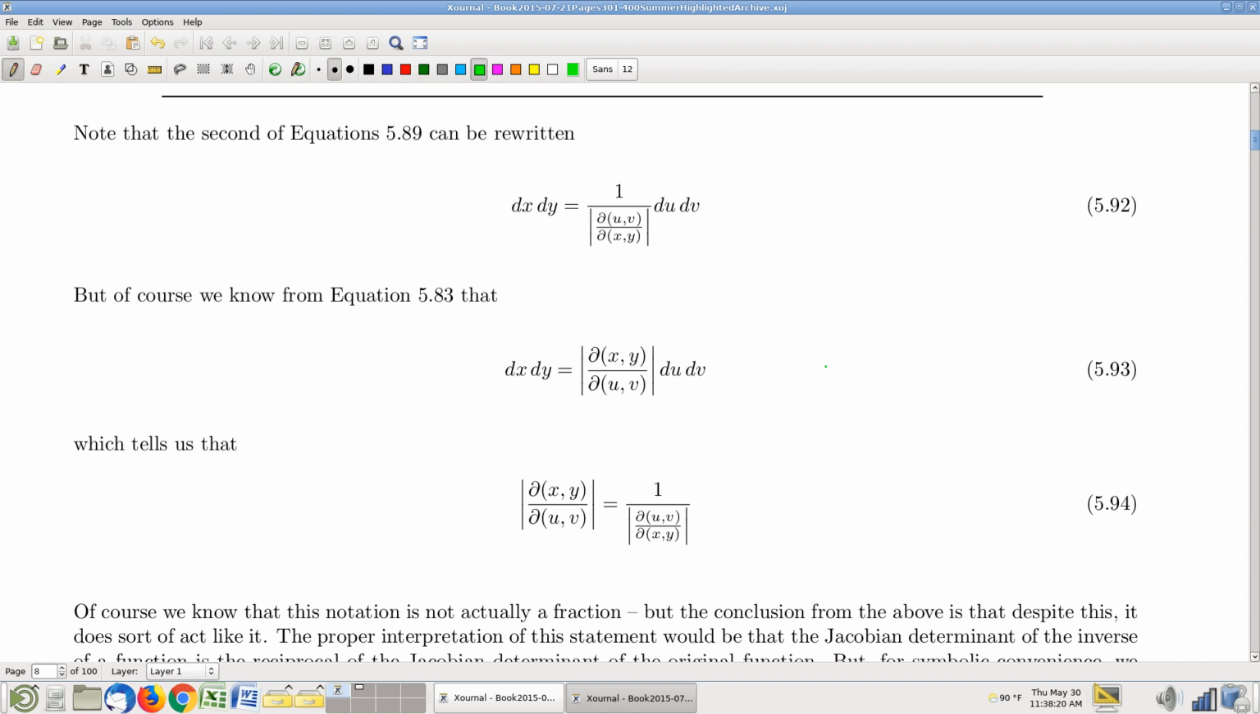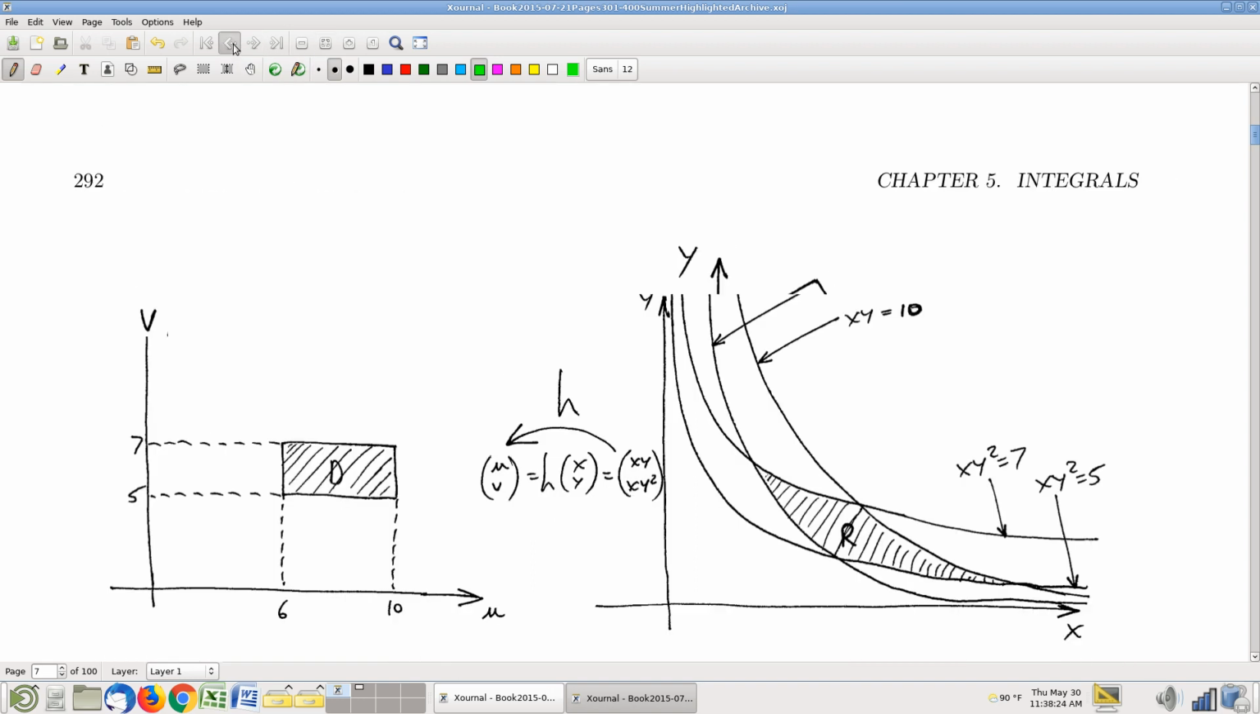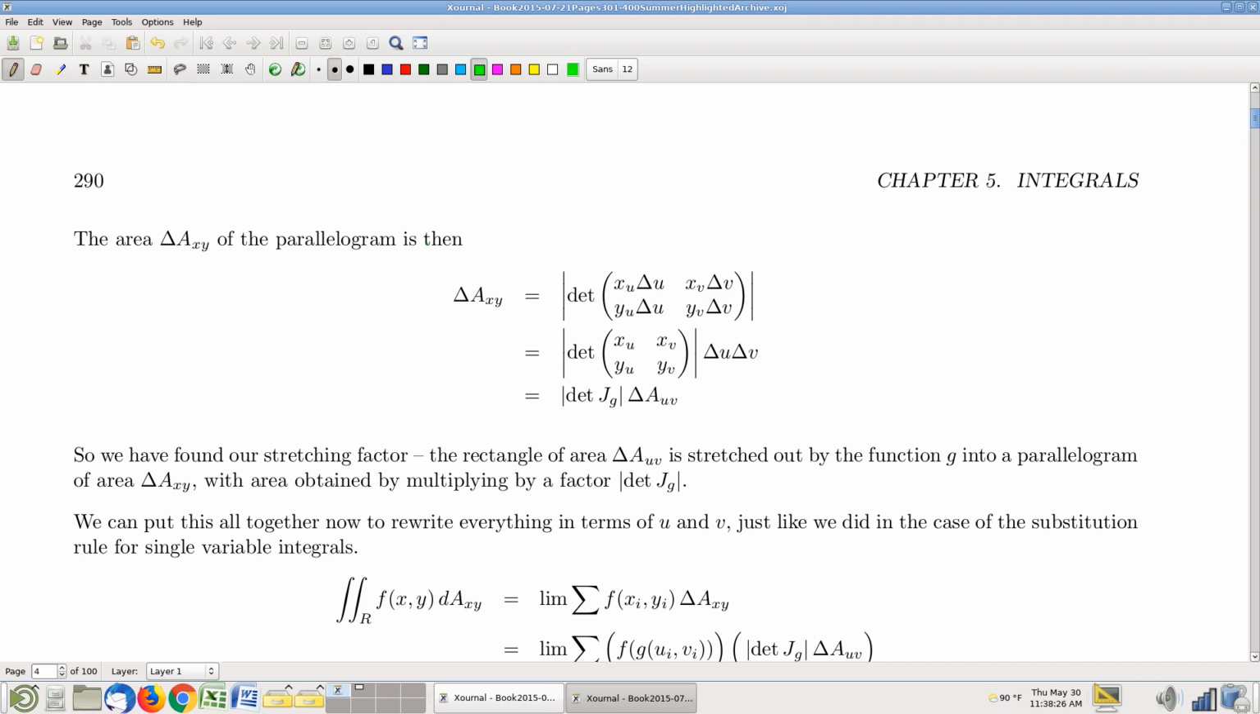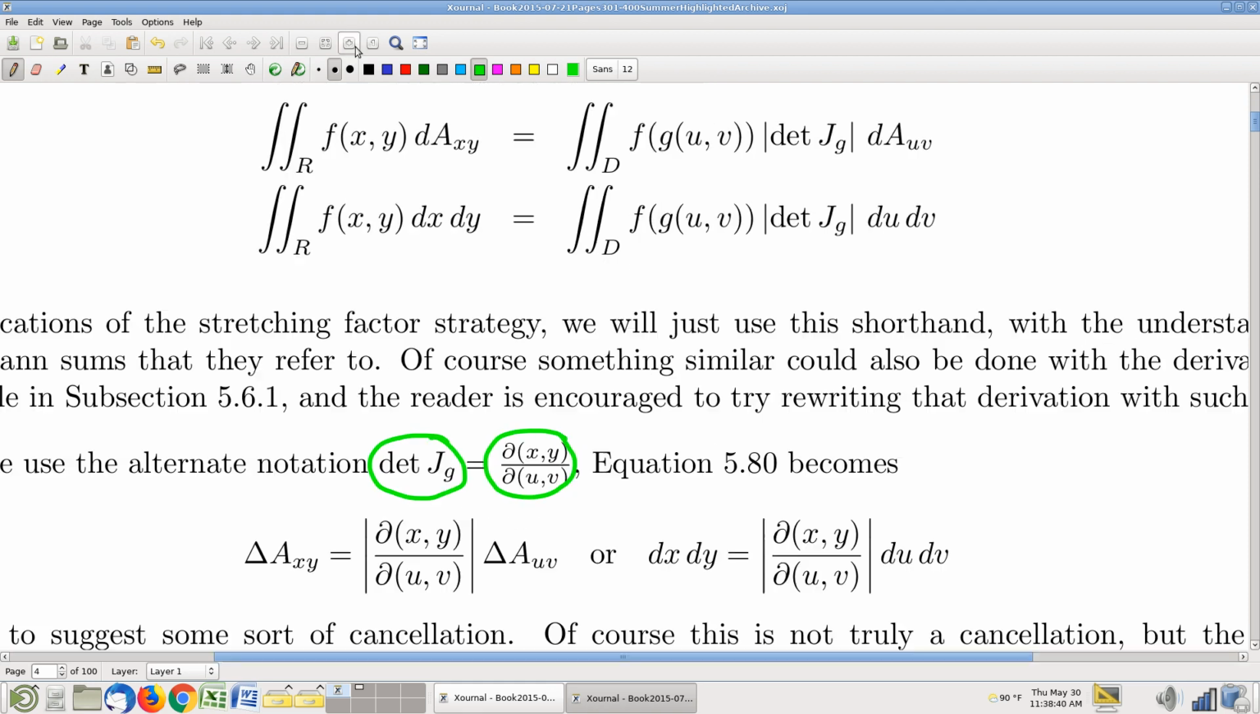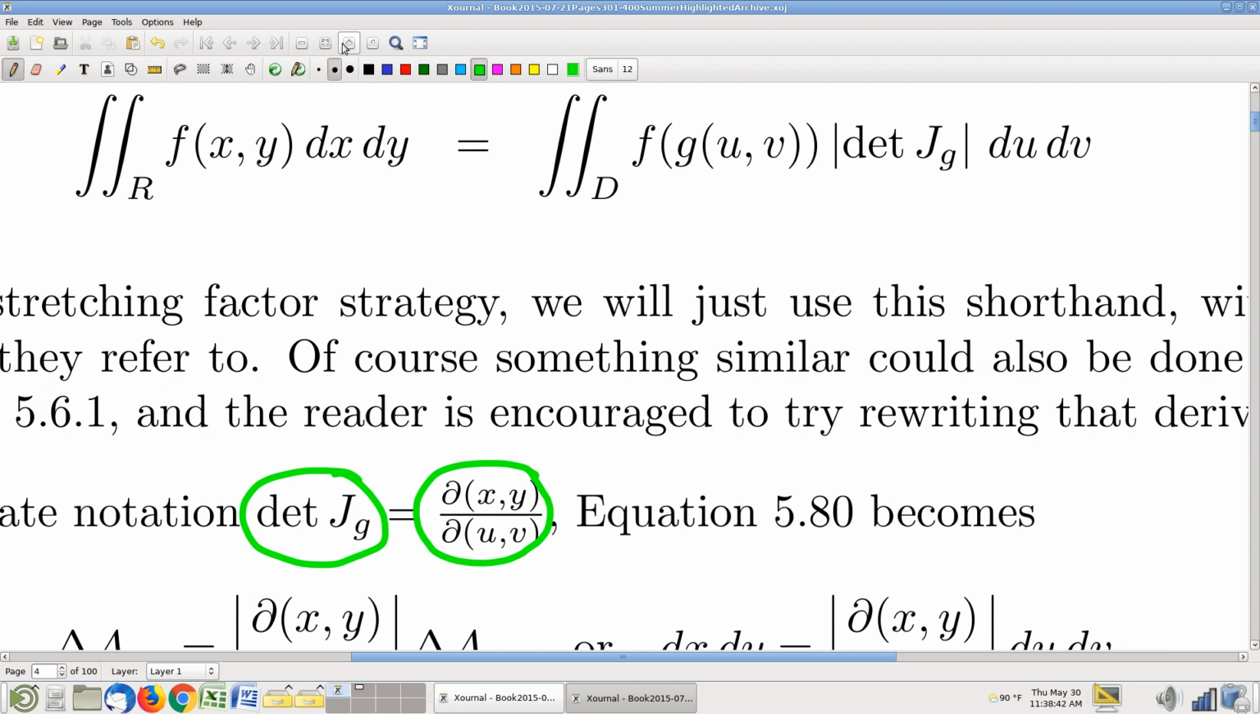I glossed over that as we were going through the development of change of variables. Let me go back to that. I have it written down here. I forgot to mention it. That Jacobian determinant is shorthanded like this. There are different ways to think about why that would be, but largely keep in mind what this is.